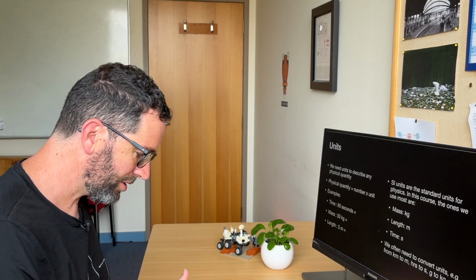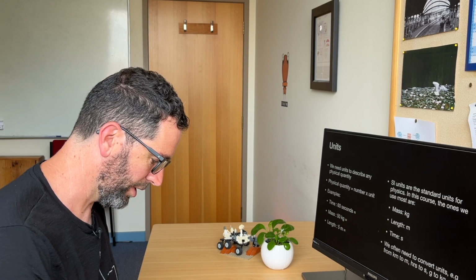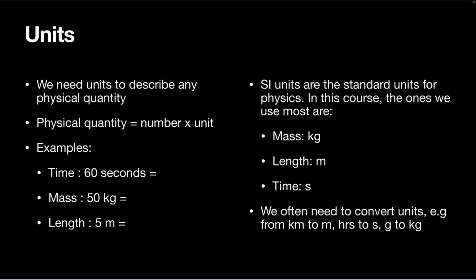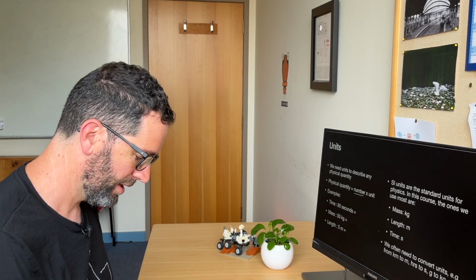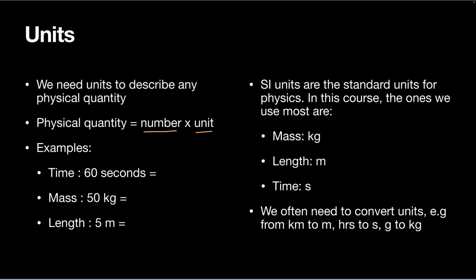So the way we think of it in a slightly more formal way is we think of physical quantities as having two things. We have a number, how many of the thing, and then the unit is like one of the thing. So for example, 60 seconds you could think of as being 60 lots of 1 second.